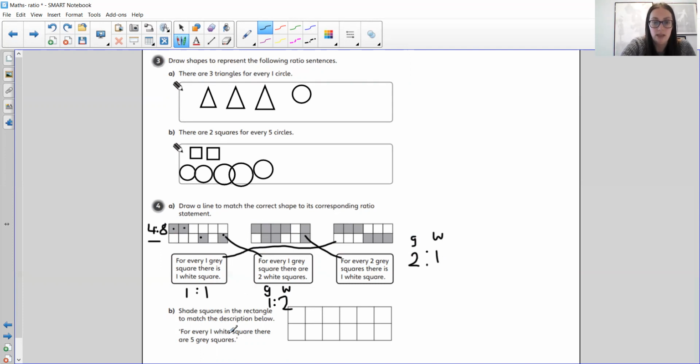For every 1 white square, there are 5 grey. Okay then. Well, there's 1 white. Let's have 1 grey, 2 grey, 3 grey, 4 grey, 5 grey. Was there a different way you could have answered that one? Yes, absolutely. You could have done 1 white, 1, 2, 3, 4, 5 grey, and another 1 white, 1, 2, 3, 4, 5 grey. As long as altogether you've got 10 grey and 2 white, you would have it correct.